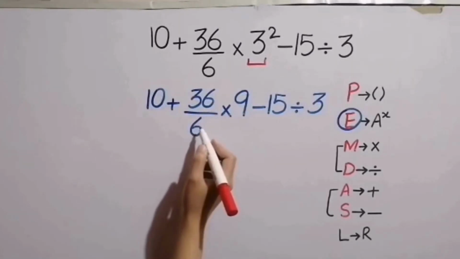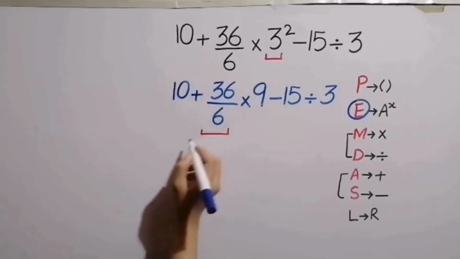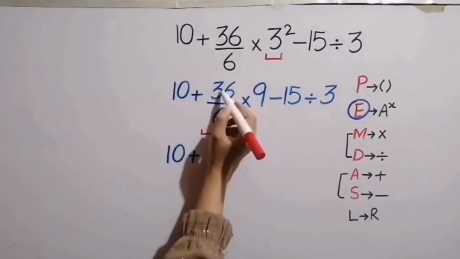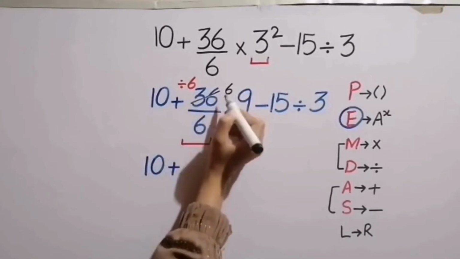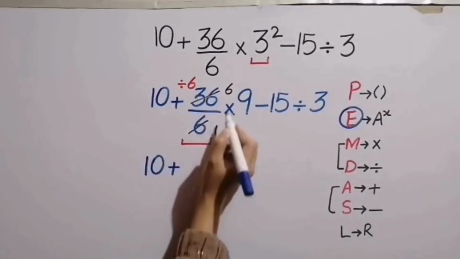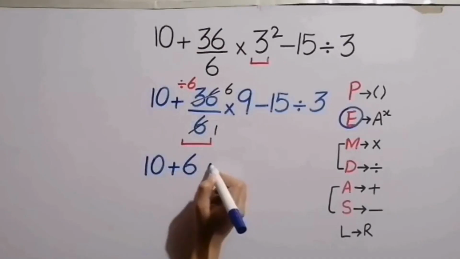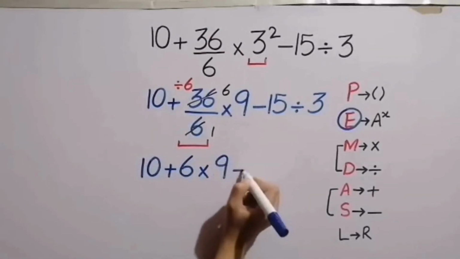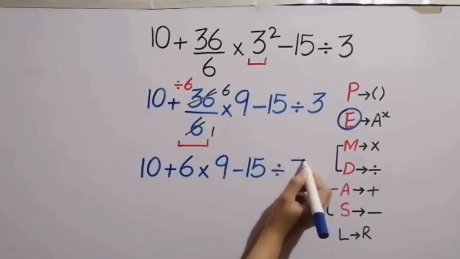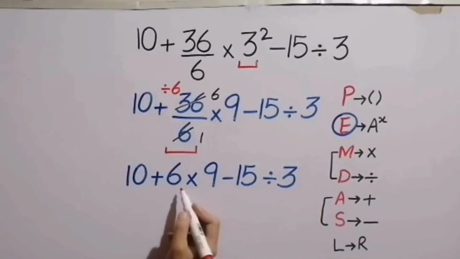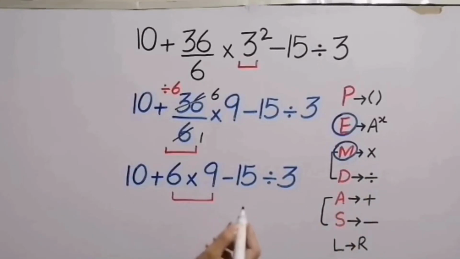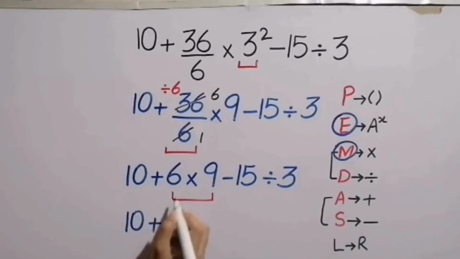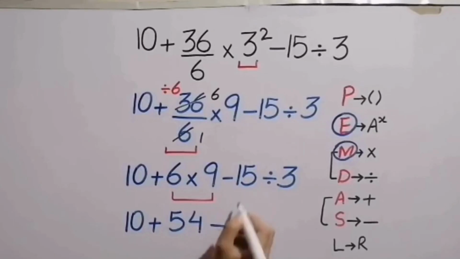Now, first we simplify this division and rewrite this expression as 10 plus, then here both numerator and denominators are divisible by 6. 36 divided by 6 equals to 6. And then 6 divided by 6 gives us 1. Now the expression becomes 10 plus 6 multiply 9 minus 15 then divided by 3. In the next step, we do multiplication between 6 and 9, because multiplication has higher priority than all other operations. And instead of this expression, we write 10 plus 6 times 9 equals to 54 then minus 15 divided by 3.